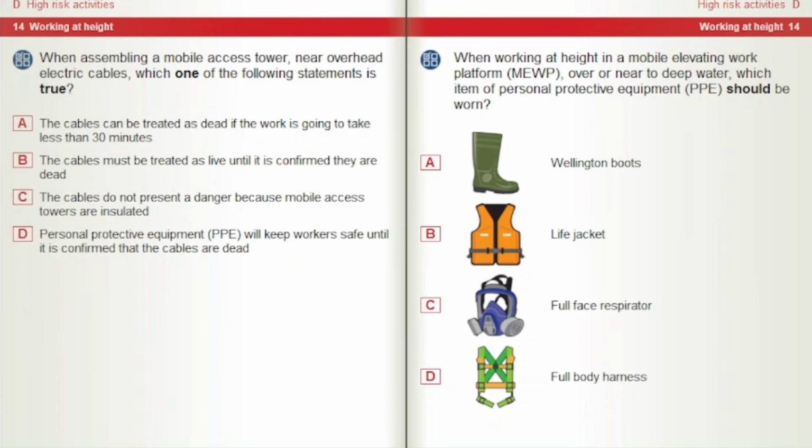When working at height in a mobile elevating work platform, MEWP, over or near to deep water, which item of personal protective equipment, PPE, should be worn? Wellington boots. Life jacket. Full face respirator. Full body harness.